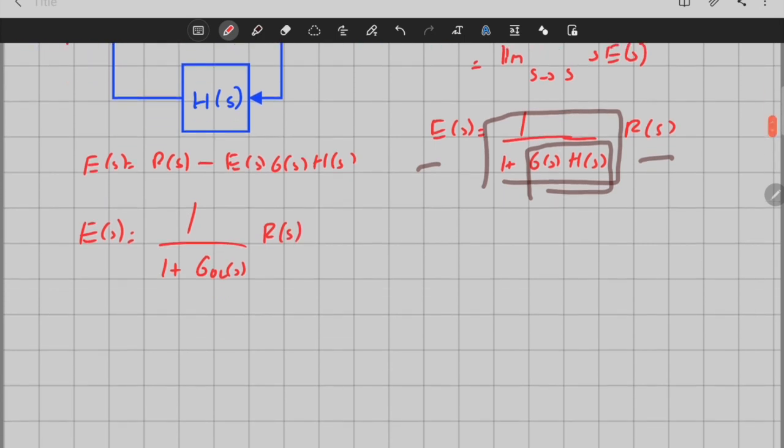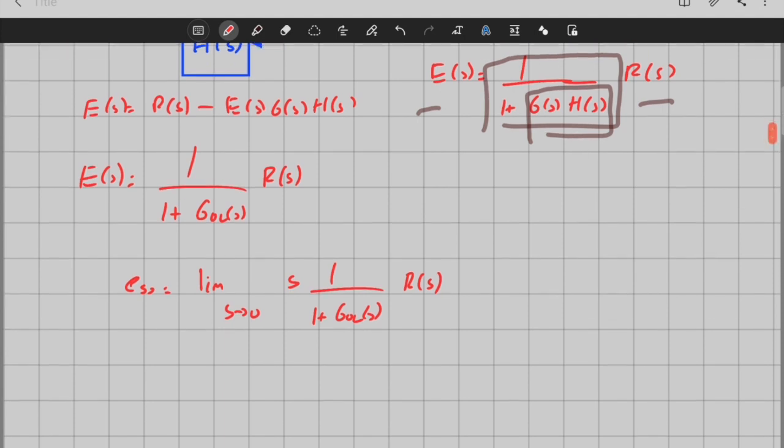Now, using this, let's try to compute steady state error. We can do that. Steady state error, under the stability assumption of course, is equal to the limit as s goes to 0 of s times 1 over 1 plus G_OL of s times R of s. Of course, it depends on the input, because the input changes the output behavior, and we need to take into account the input.